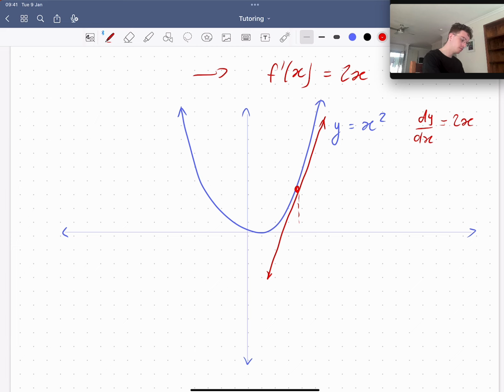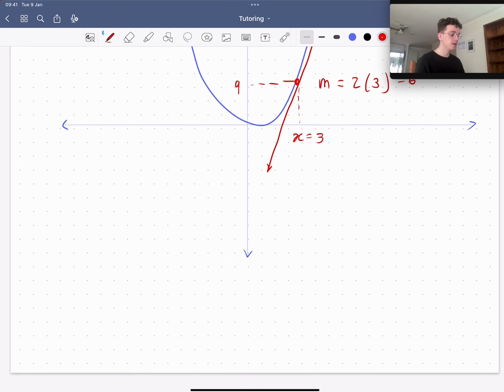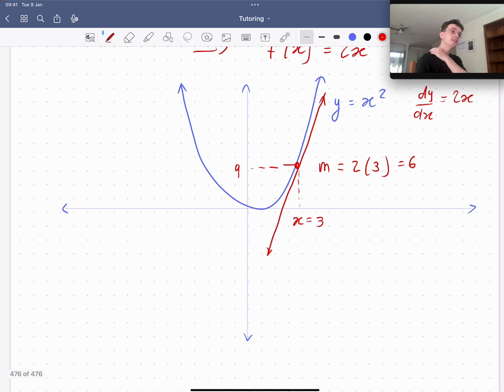x equals 3. The gradient of the tangent to the curve, m, is 2 times 3, which is 6. So the gradient of the tangent to the curve at x equals 3 is 6. The gradient of the tangent to the curve at x equals minus 5 is minus 10. 2 times minus 5 is minus 10. So dy dx, or the differentiation of x squared, is describing the gradient of the tangent to the curve at any point.